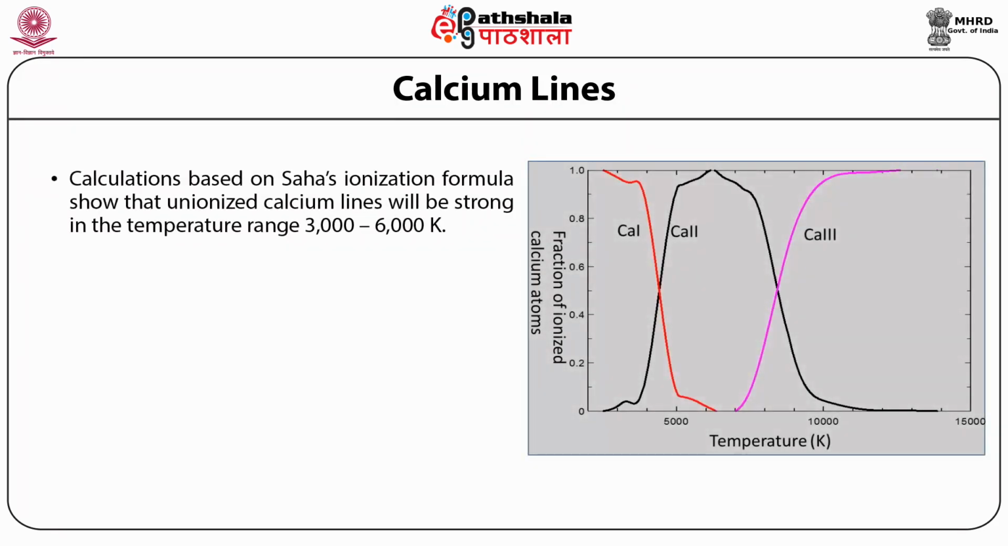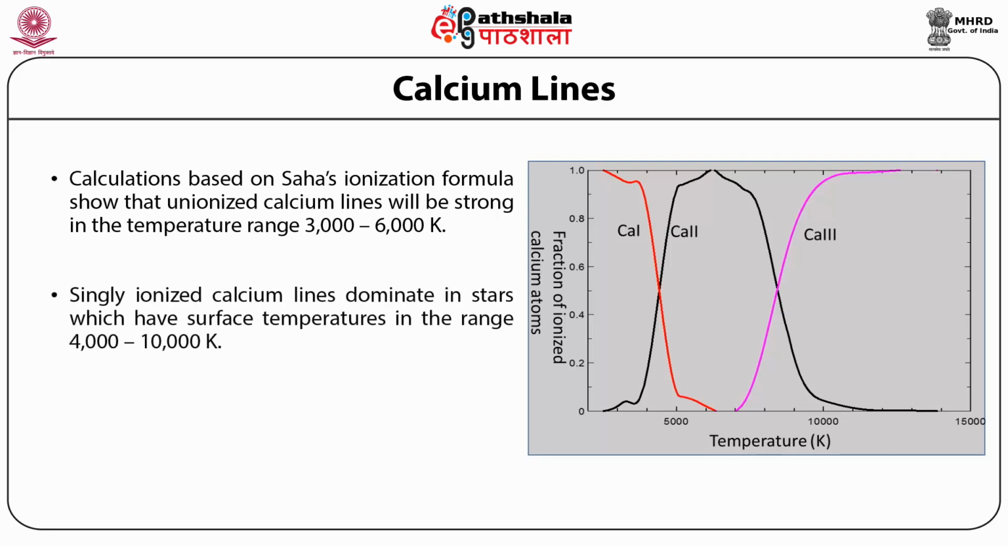Calcium lines. Calculations based on Saha's ionization formula show that unionized calcium lines will be strong in the temperature range 3000 to 6000 Kelvin. Singly ionized calcium lines dominate in stars which have surface temperature in the range 4000 to 10,000 Kelvin. The lines of calcium 2 are in the ultraviolet region of the EM spectrum.